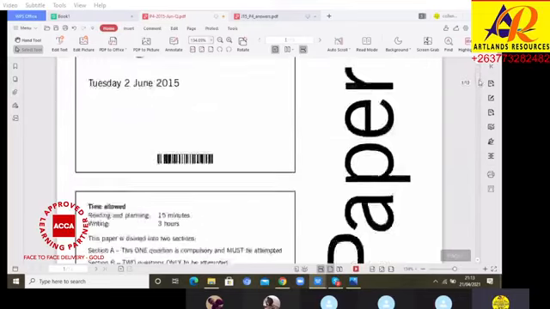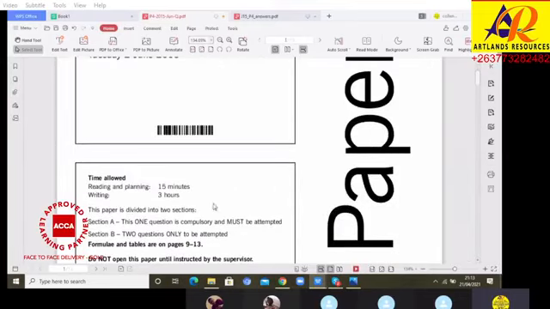No wonder why there is this instruction here. It's saying, section A, this one question is compulsory and must be attempted. Are you not seeing that? Must be attempted is a separate instruction from compulsory.